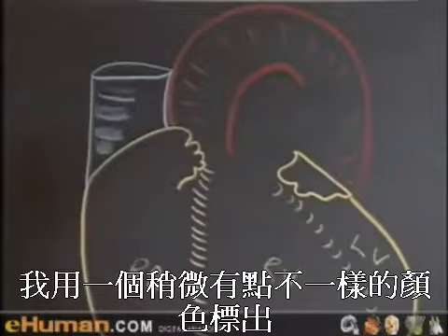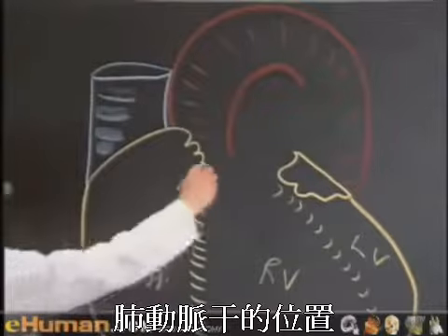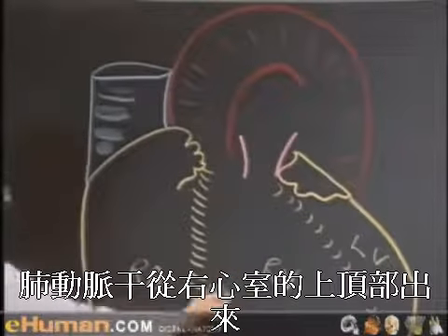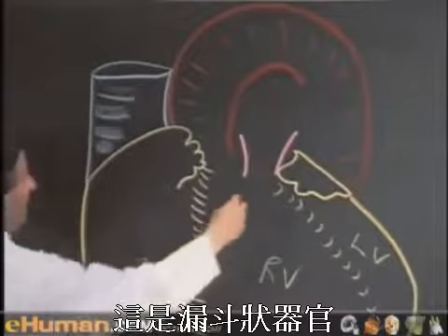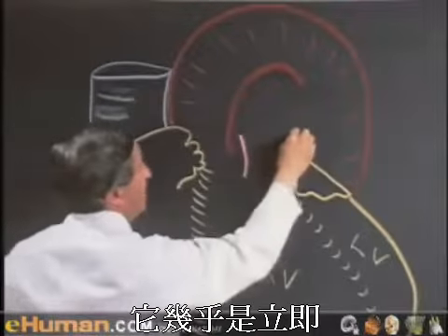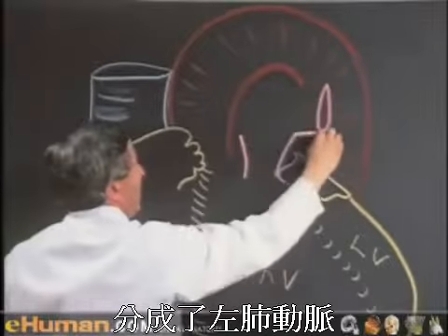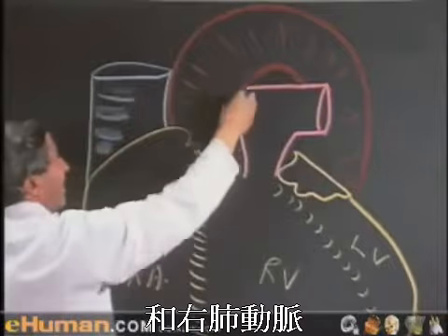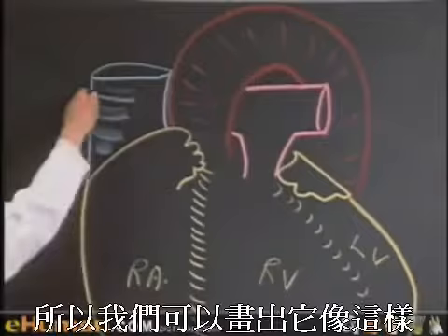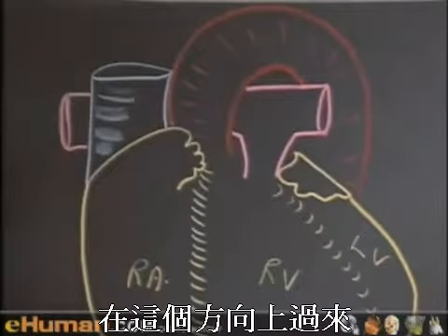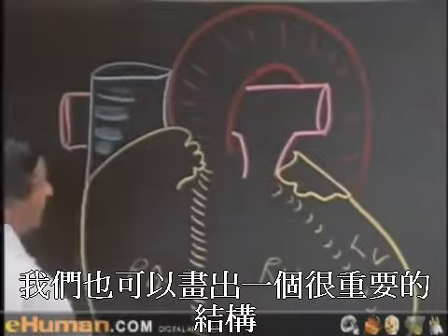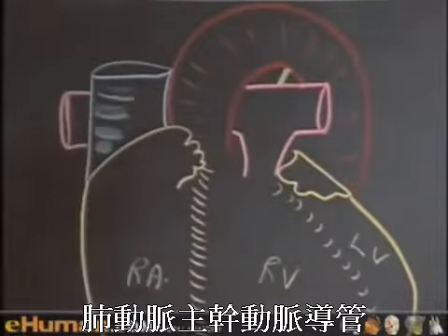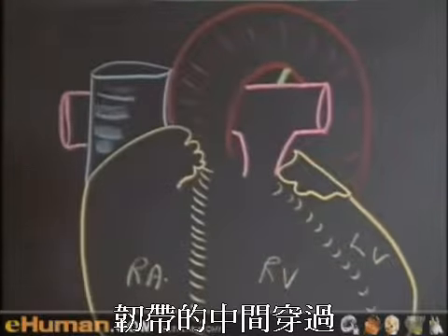And then just indicate with a slightly different color, the position of the pulmonary trunk, which is emerging from the upper end of the right ventricle, which is the infundibulum. We have the pulmonary trunk, which almost immediately divides into the left pulmonary artery and the right pulmonary artery, and so we can show it coming over in this direction like that. And we can also indicate a position of a very important structure going across between the arch of the aorta and the pulmonary trunk, the ligamentum arteriosum.